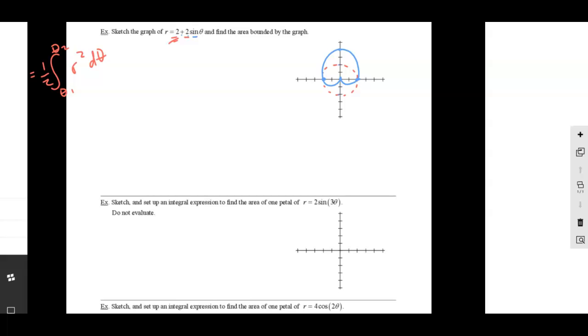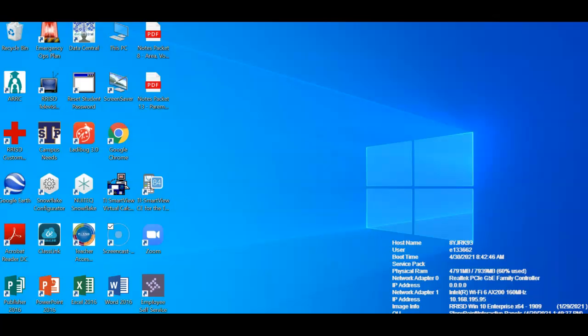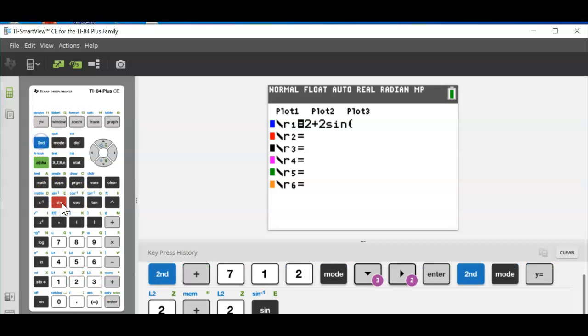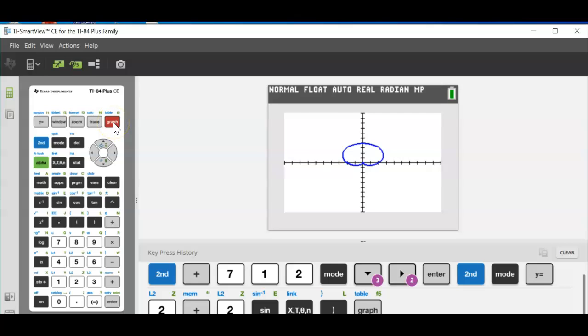And we could check it with the calculator too. Let's see, where's my calculator? There it is. Let's type it in. I already switched it to polar mode. So if we type this in, we have 2 plus 2 sine theta. I don't know what my window is, but there we go. So zoom square, zoom 5. There we go, we've got this cardioid. And so we want to find the area inside that cardioid.